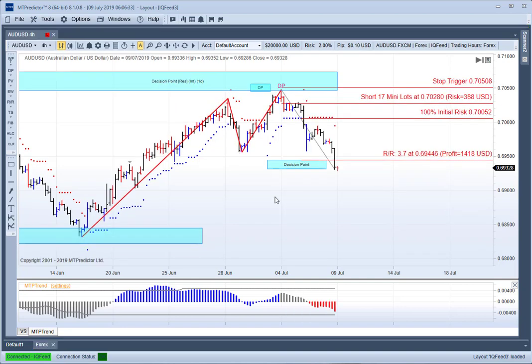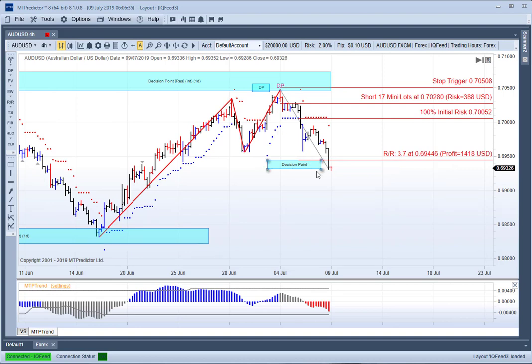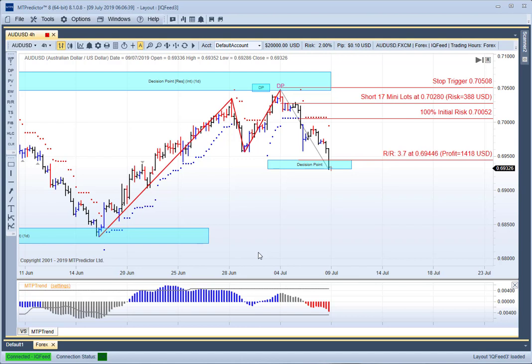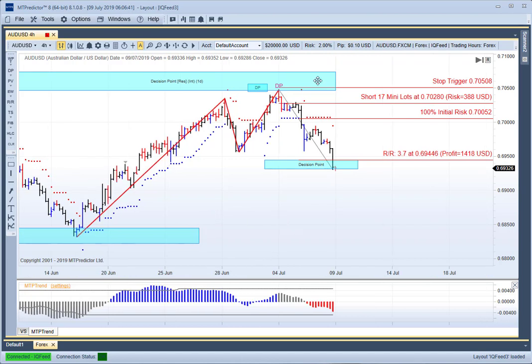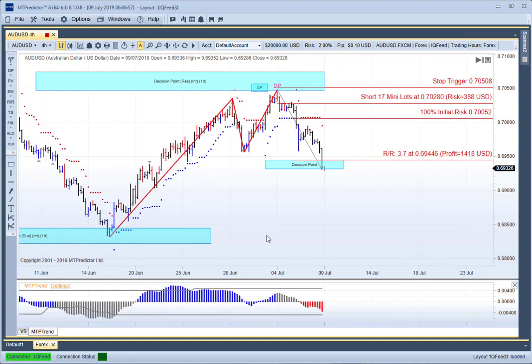If I turn training mode off, you can see that's what the Australian dollar, US dollar has done. In other words, it's gone down to that target really nicely. But the point I'm making is you see how much clearer the picture was here in relation to the higher time frame support and resistance zones, in other words, these DPs. Here it went right into the DP and was making a reversal at that level. In other words, it was coming in quite nicely at the higher time frame resistance.